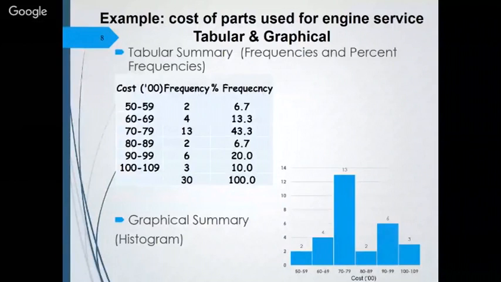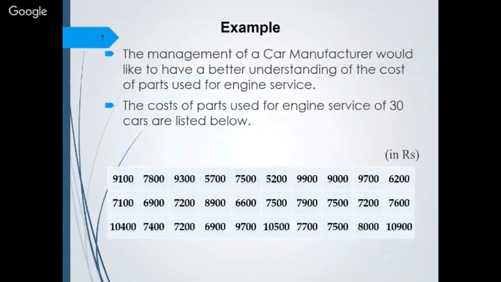In this example, first we will summarize it using a tabular format. Then we will go on to summarize it in a graphical format. First, the tabular format. So the previous data, we can see that 30 data points are there. First, we will check which is the minimum number and which is the maximum number. So the maximum number is 10,900 and the minimum number is 5,200.